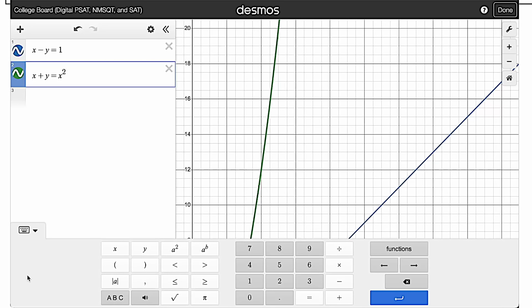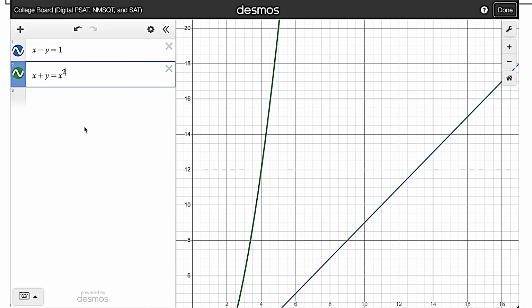Get used to shortcuts. There's another tip for you. And if you want a separate video on those shortcuts, let me know. Maybe I can make one for you.